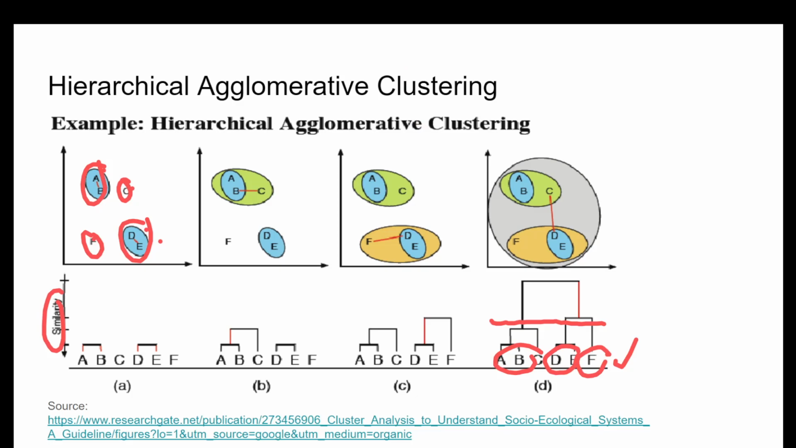Let me see, where is it? 3 clusters. ABC. This one. You got 1 cluster, 2 clusters, and 3 clusters. So that's basically how this clustering works.